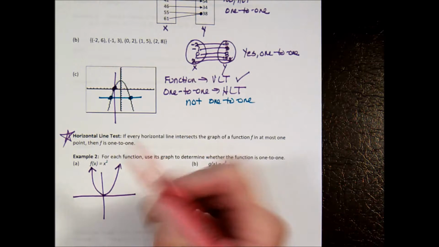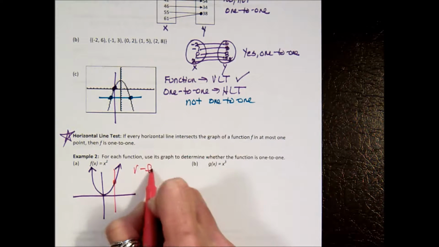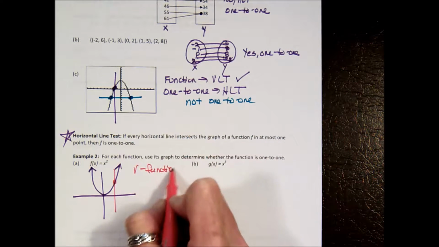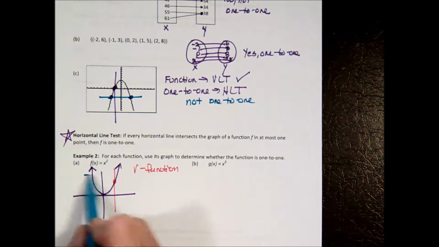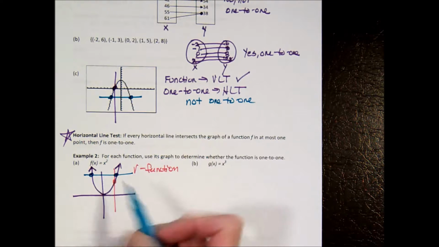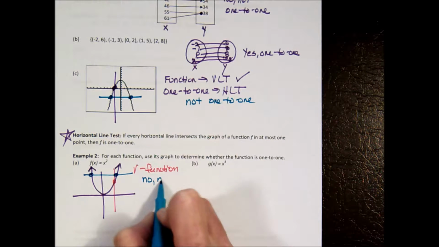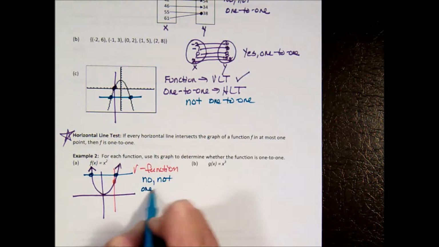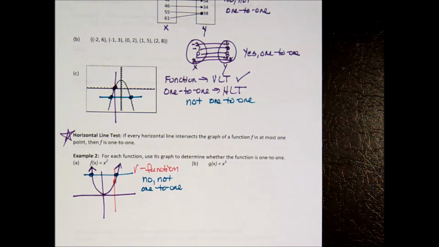To prove it's a function, I do a vertical line. Yes, it is a function. It only crossed in one place. To see if it is one-to-one, I'm going to do a horizontal line. It crosses in two places. So no, it is not one-to-one. It's not that special kind of function. Let's look at the next one.